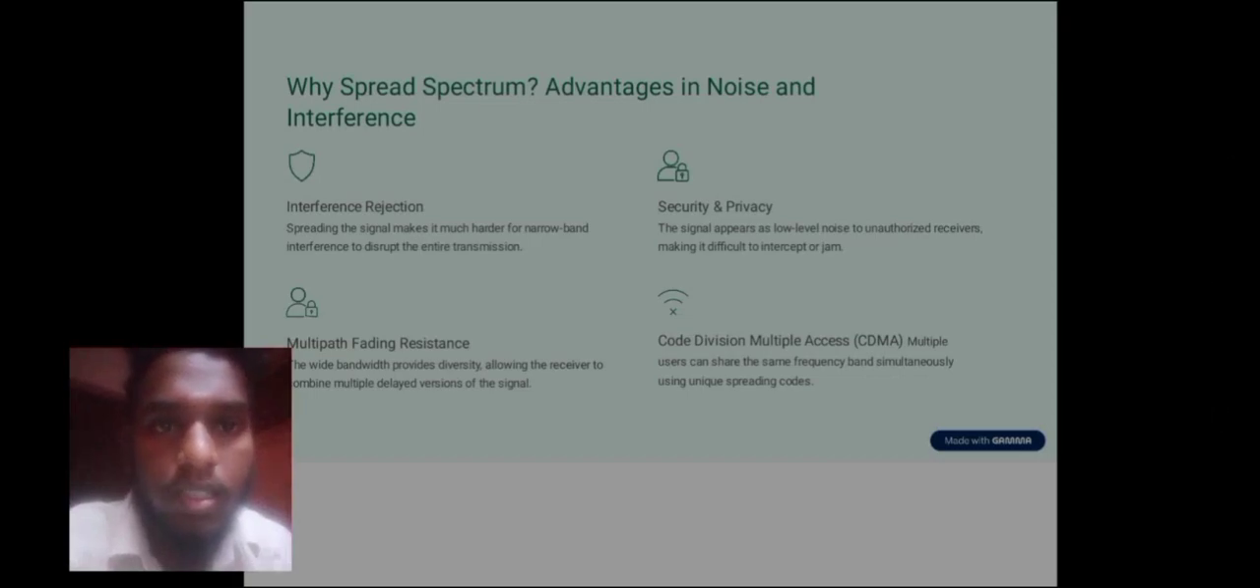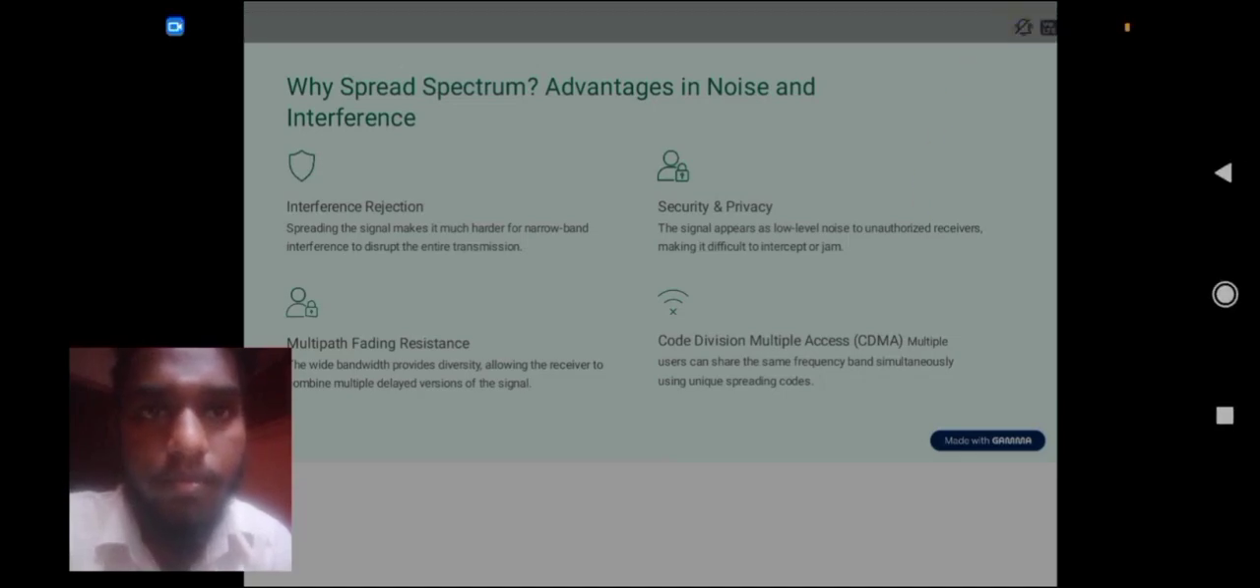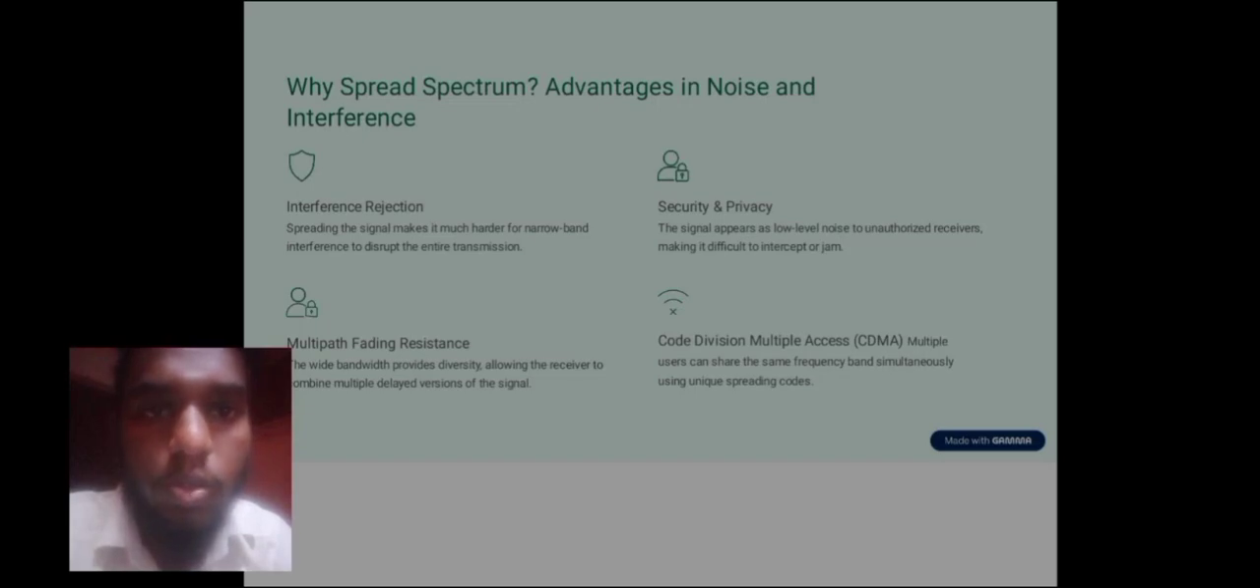The first one is interference rejection. Interference is nothing but the interference of a neighboring signal in the transmitting signal. By using the spread spectrum, we can reject the interference of other signals in the transmitting signal. The second one is security and privacy. In spread spectrum, the information can be despread only by using the specific code, so that other persons, hackers or intermediaries can't decode the information, so third parties can't despread the information.